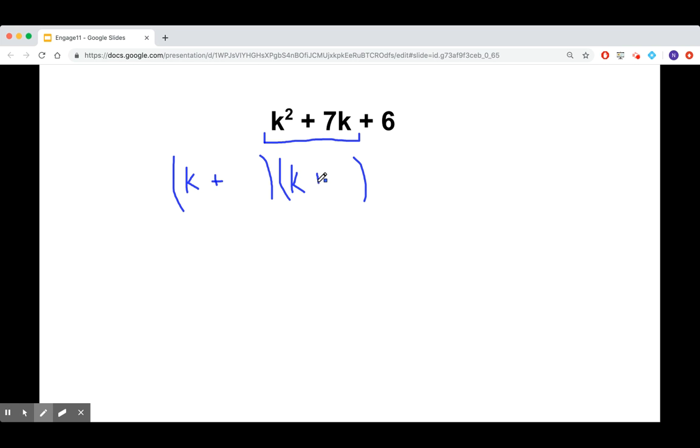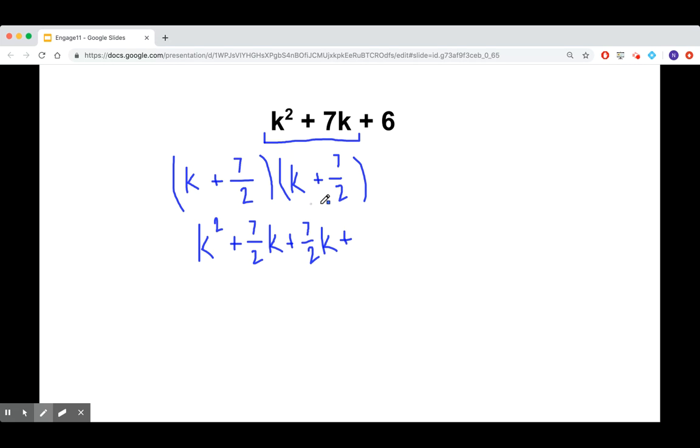Now again, 7 is an odd number, but if you think about half of 7, you could write it as either 7 over 2 or 3.5, because of course 3.5 plus 3.5 is 7. I'll prove that this binomial, k plus 7 over 2, gets me back to my a term and my b term that I have in my original expression. By factoring, I end up with k squared plus 7 over 2k plus another 7 over 2k plus 7 over 2 times 7 over 2.